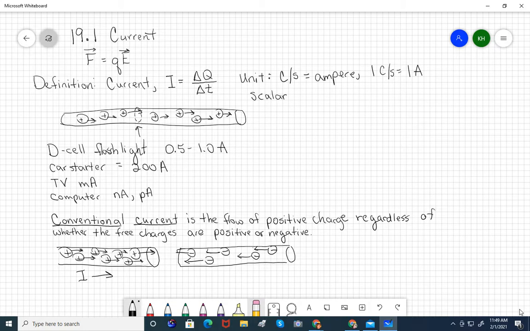So we have protons going to the right. We have current flowing to the right, but really free electrons are flowing left.